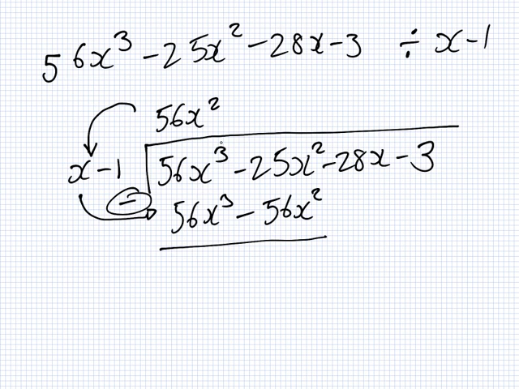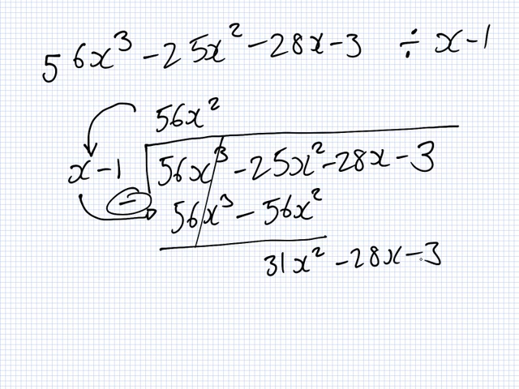56 minus 56 is gone. Minus 25 minus 56 is 31. Is that right? Dudes with calculators? Minus 25 plus 56, is it 31? Yeah. It is. Thank you. 31x squared. Then step 3 is you bring the remaining 2 down.